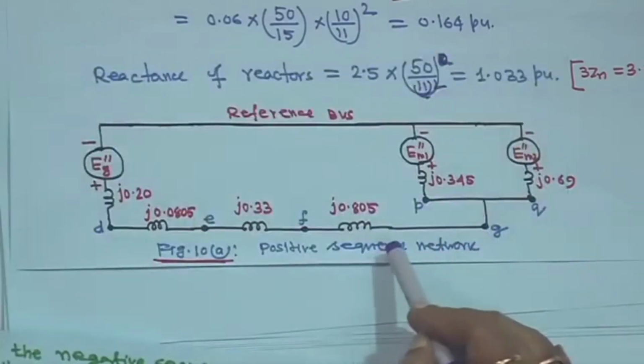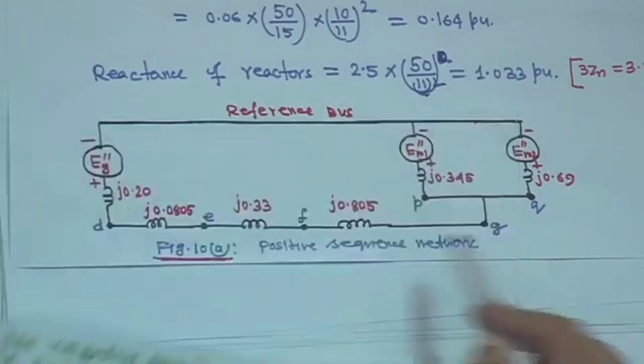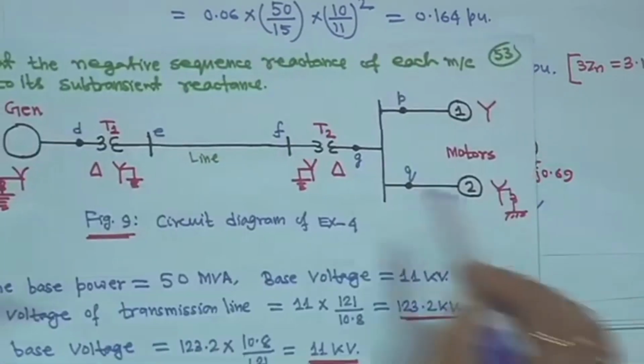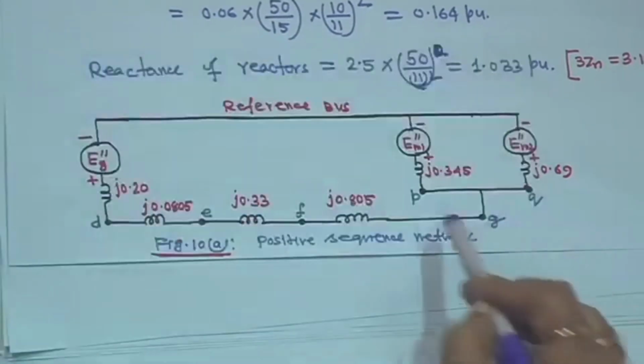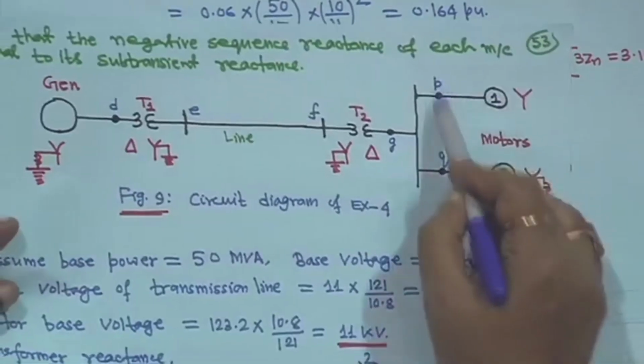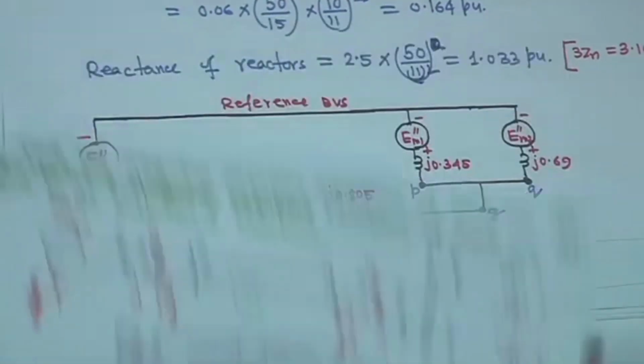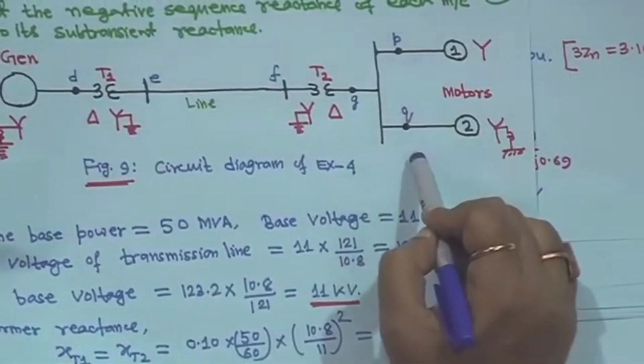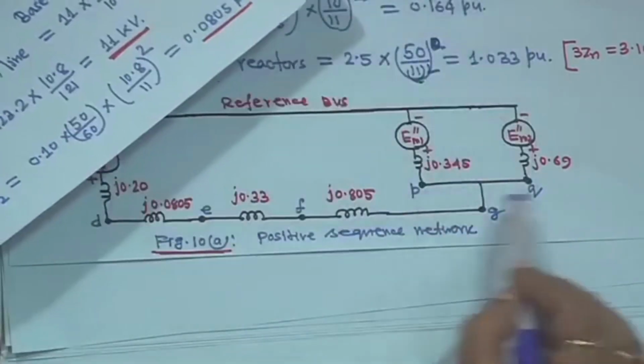So, this is your F, then your transformer, then G, F transformer, then G point is coming, and these two transformers are in parallel. So, that is why it is P, and these two points are P and Q. This is your P and this is your Q.